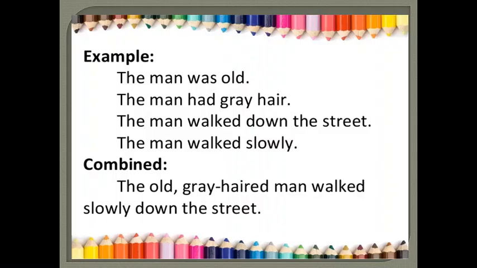Example: the man was old. The man had gray hair. The man walked down the street. The man walked slowly. Combined: the old gray haired man walked slowly down the street. We are answering all the WH questions in one sentence. Otherwise, in the first example, when it was not combined, it was altogether chaos. This is how we can be apt writers.